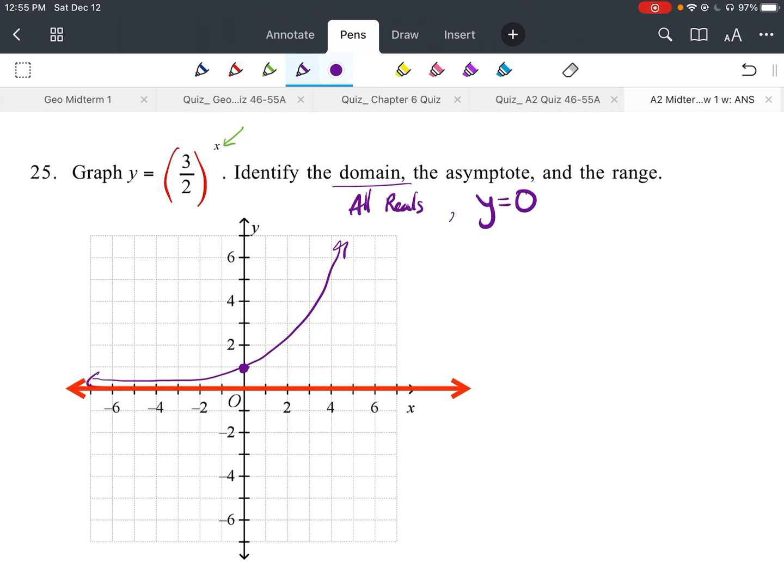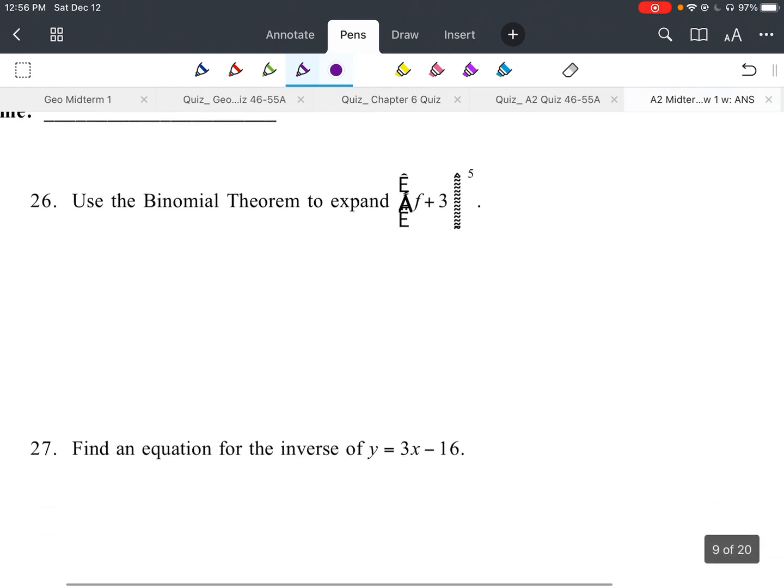And then the last thing is your range. Range is just y is greater than 0, or you could say all positive real numbers. Okay? So fun. So fun. All right.